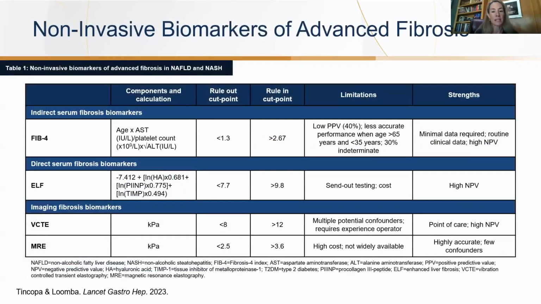Okay, so this is just a really nice reference to have that goes over all of these non-invasive biomarkers of advanced fibrosis that we just talked about: the FIB4, the ELF, VCTE, and MRE. And just one thing that I'll call to your attention, the cutoff points for FibroScan and MRE are not apples to apples. So you can see there are very different cutoff points for ruling in or out advanced fibrosis between your FibroScan and your MRE. But this is a nice reference to keep handy when you're considering using these tests and how to interpret them.